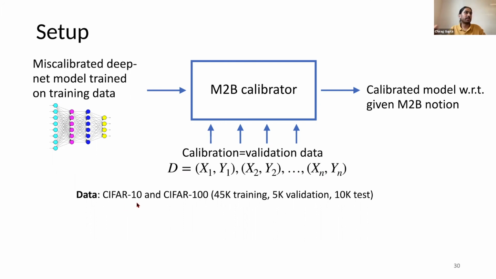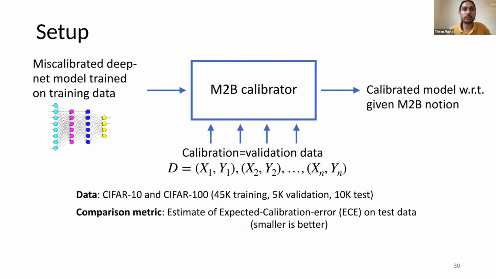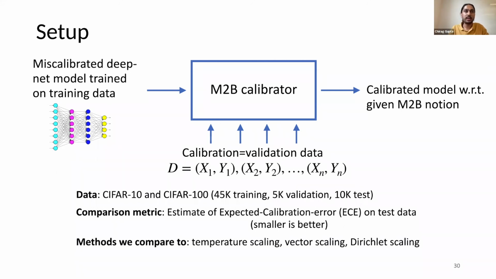And you can already probably think that CIFAR-10 with 10 labels is relatively easier than CIFAR-100, and we'll come to that. That's actually true. The metric that we'll use to compare is an estimate of the ECE on test data. And we'll have different notions of ECE corresponding to the appropriate M2B notion of calibration. And finally, we'll compare to these popular methods called temperature scaling, vector scaling, and Dirichlet scaling. If you've seen any literature on calibration, you've definitely come across one of these methods. And these are very popular. These are parametric methods that we'll be comparing to.